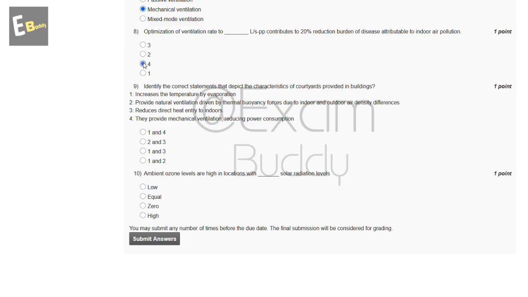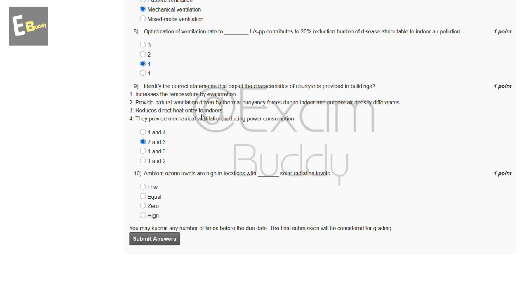Now the ninth question is: identify the correct statement that depicts the characteristics of courtyards provided in buildings. The answer of our ninth question is B, second and third: they provide natural ventilation driven by thermal buoyancy forces due to indoor and outdoor air density differences, and reduce direct heat entry to indoors.